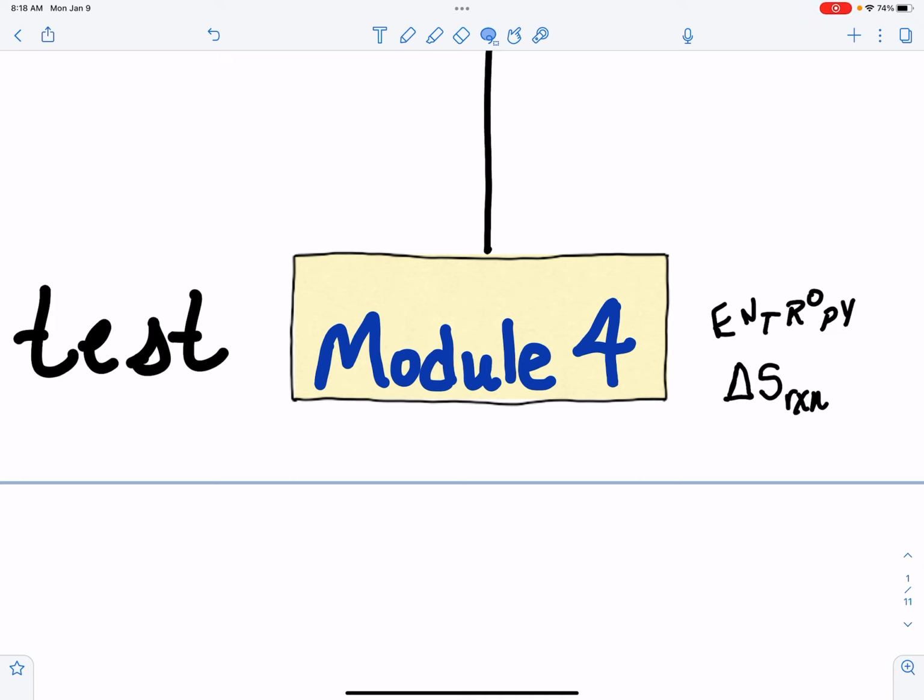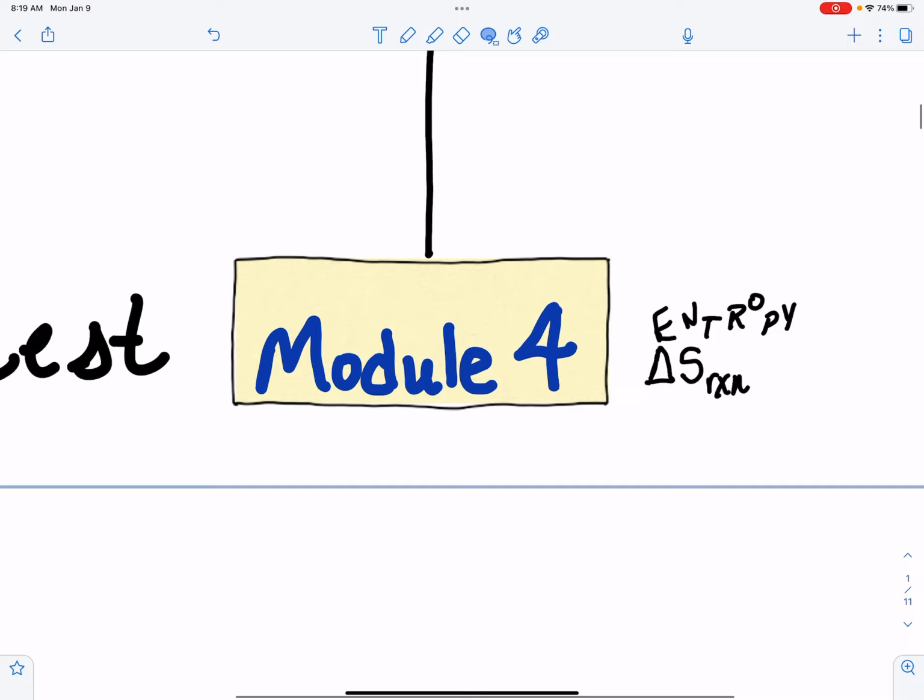Then the second half of the week, this is a topic that has some review, but it's a completely different topic than anything else this semester. It does tie into something from last semester. So you're going to be looking at entropy, which is the term for it, and you're also going to be looking at the S of reaction.